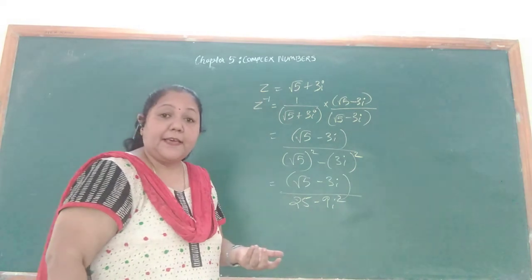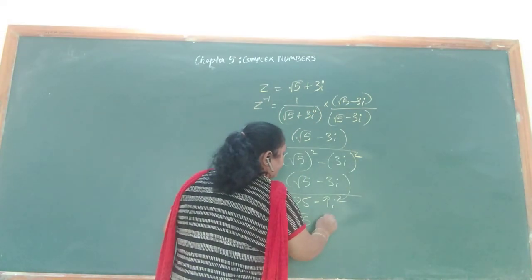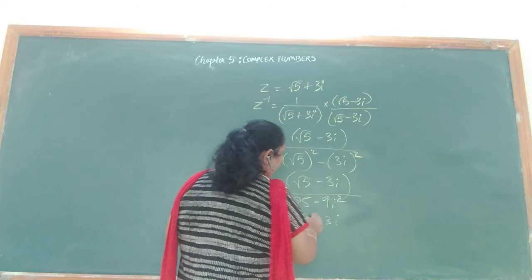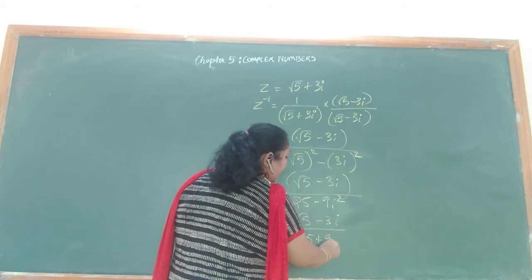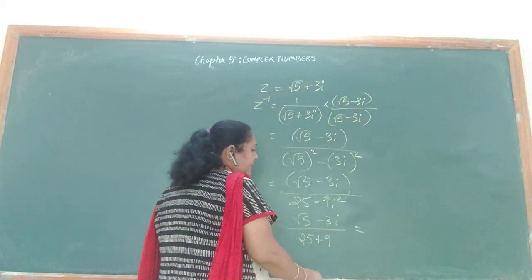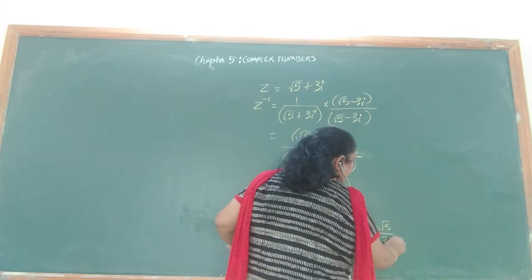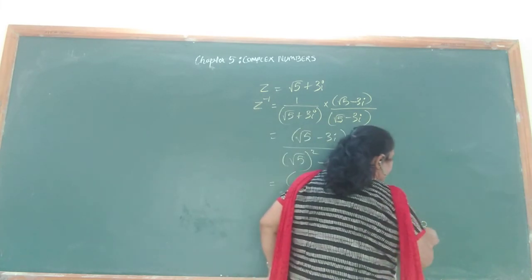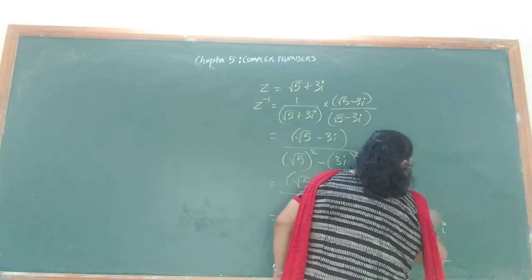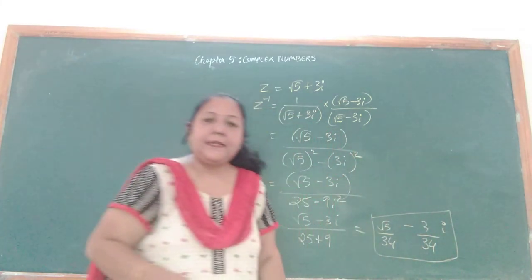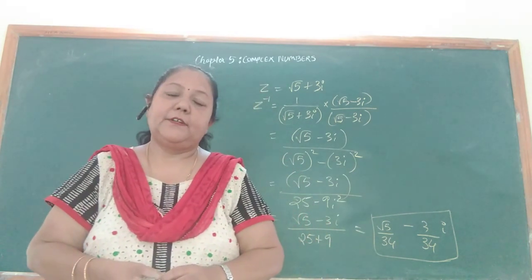But you know i square is equal to minus 1, so therefore it is root 5 minus 3i upon 25 plus 9. 25 plus 9 is 34. So I write it as root 5 upon 34 minus 3 upon 34 into i. So I also converted it into a plus ib form, and I also took the reciprocal, that is the inverse of it.